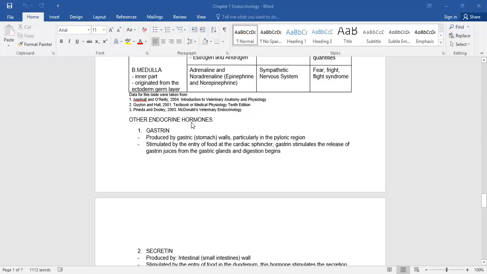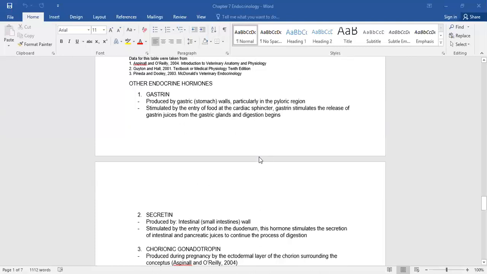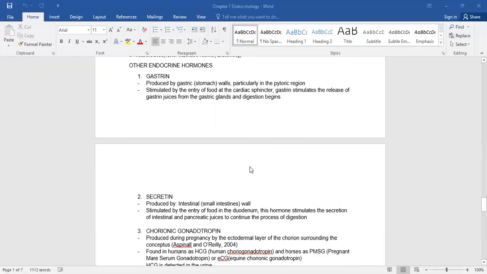Other endocrine hormones. So we have gastrin, which is produced by the stomach wall, particularly in the pyloric region. So later on when we have our digestive system, you're going to know where this is. It's stimulated by the entry of food at the cardiac sphincter. Gastrin stimulates the release of gastric juices from the gastric glands, and digestion begins. Secretin is produced by the small intestine's wall, and it is stimulated by the entry of food in the duodenum. This hormone stimulates the secretion of intestinal and pancreatic juices to continue the process of digestion.